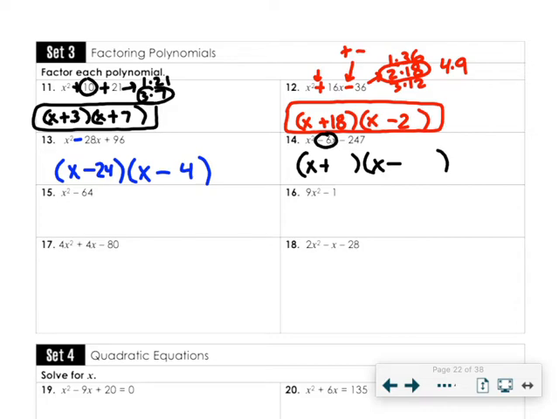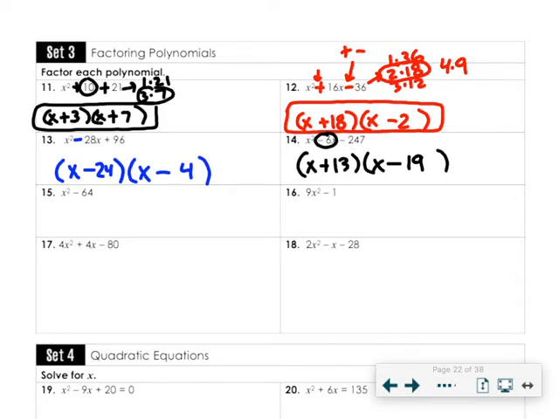Since the middle number is negative this time, we're going to put the 19 by the minus and the 13 by the plus. You can check it if you don't believe me: 13 times negative 19 is negative 247, and 13 minus 19 is negative 6.